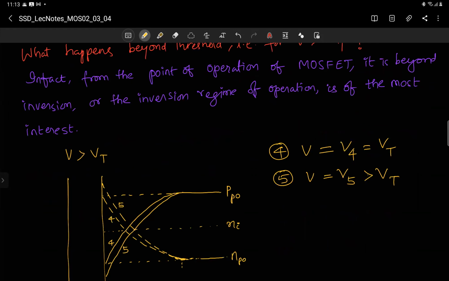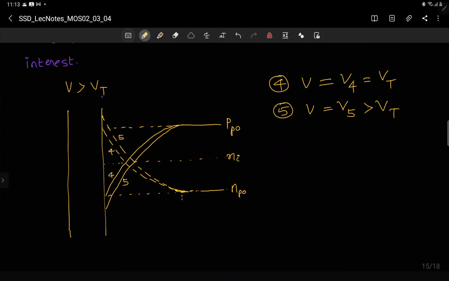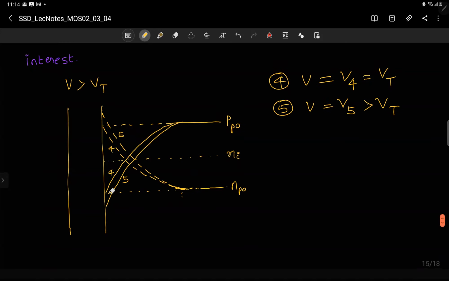So let us draw how the carrier profiles look for V greater than Vt. I am drawing it inside the semiconductor. We have drawn it earlier. This is pp0, np0, the hole concentration here. Below it is the electron concentration. The curves related to number 4 are nothing but V equal to V4 equal to Vt, that is the onset of inversion. That is why we have np0 going and touching pp0, and pp0 coming down and touching np0, because np times pp equals ni squared.